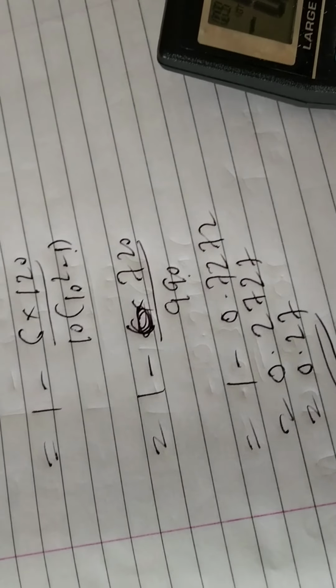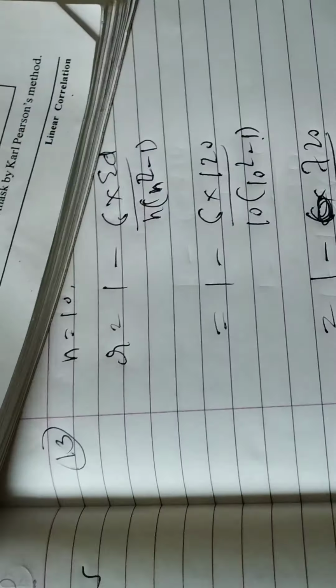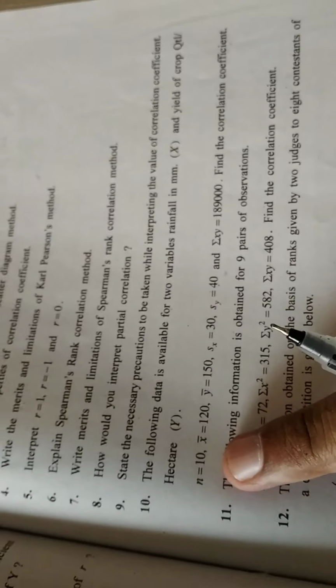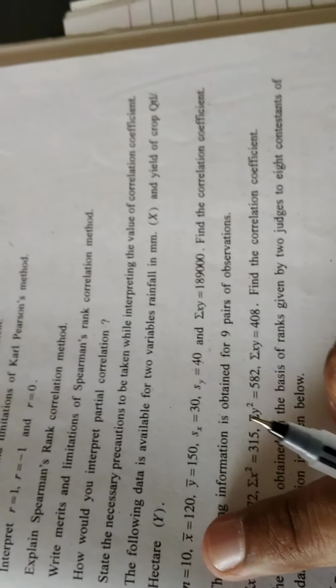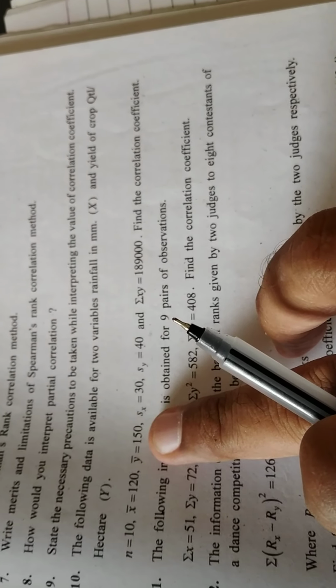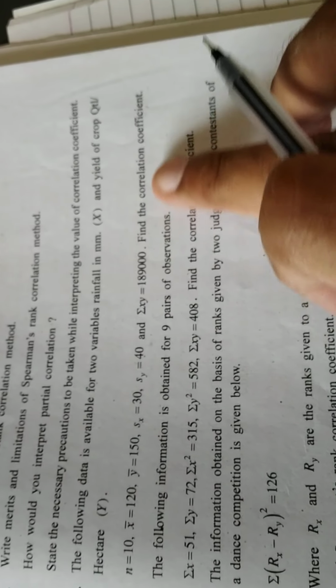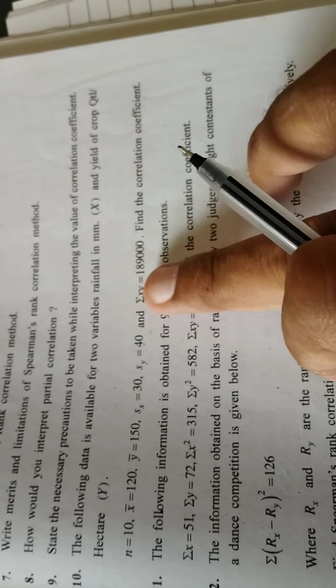Now we go for section D, page number 111, and that is question number 10. Here question number 10 is given: n is 10, x bar is 120, y bar is 150, sx is given, sy is given, xy is given. Find the correlation coefficient. In this case you have to find the value of r.